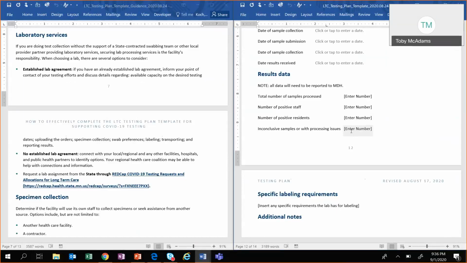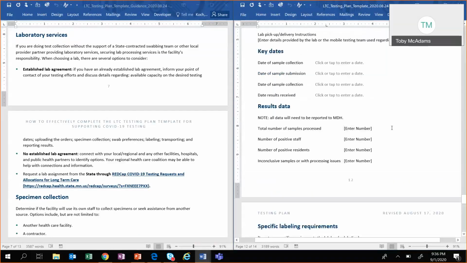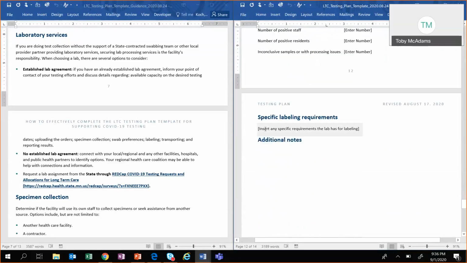Now, if you are filling this plan out for multiple facilities, you might find that you want to have a spreadsheet. Not a problem. Take the nuggets of this checklist and transfer it over to whatever means of data collection is appropriate for you. And then we've got specific lab labeling requirements. So you'll get instructions on how to label your vials and what you need to do, etc.